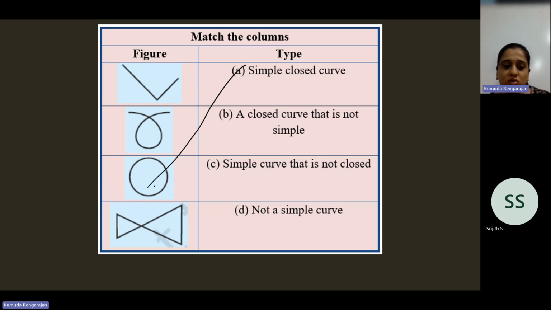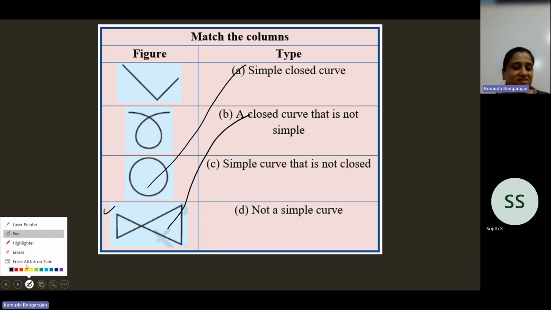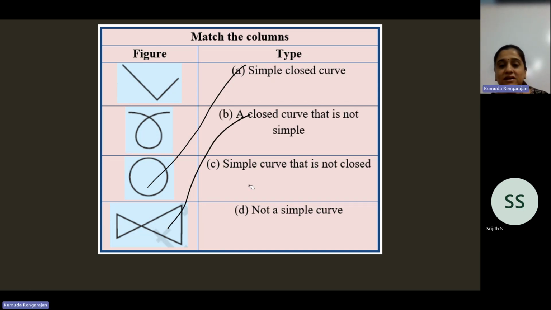Then the next one. So this is gone. Now we have only three figures. Now a closed curve. Which of the remaining is closed? Only this is closed. So this is open. This is also open. This only is closed. So this is the closed curve which is not simple. Finished. Next. Simple curve. Now these two options are gone.